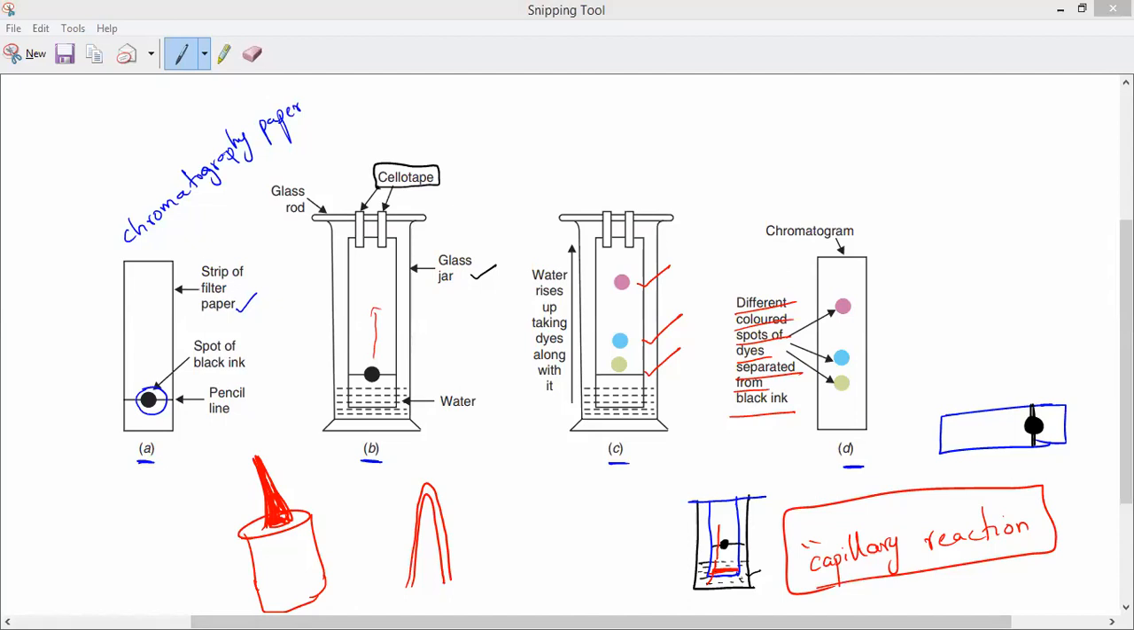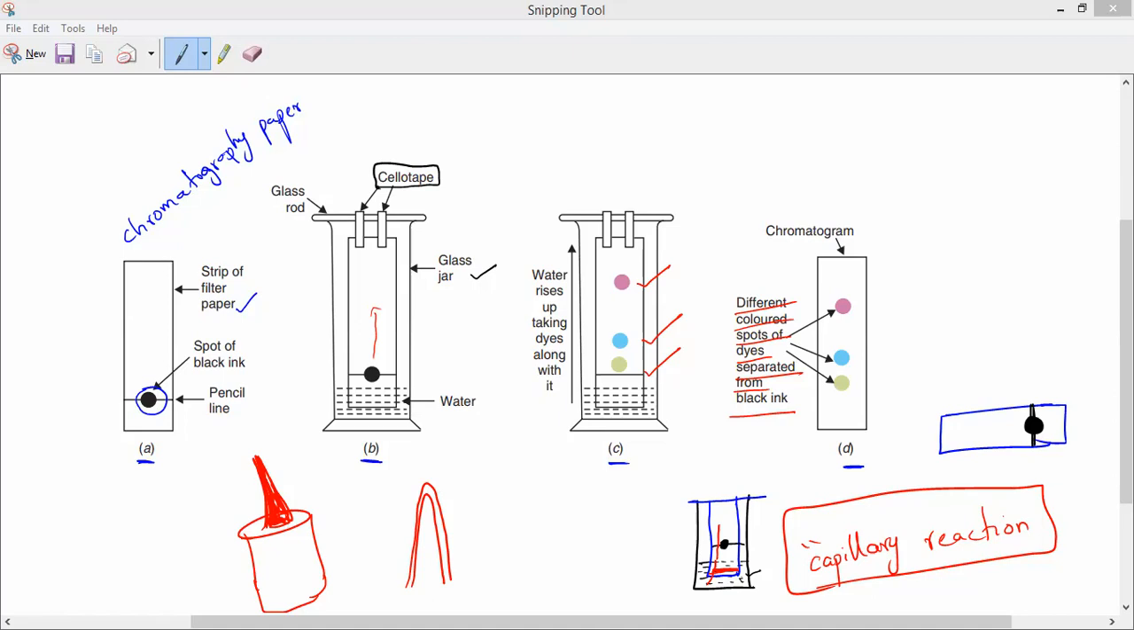So from this I can say, in the sense of what? The given sample of black ink has how many different colors, guys? Three different colors mixed in it. That is what you have to remember. So chromatography is used to separate very small amounts of products of chemical reactions. That is what you have to remember.